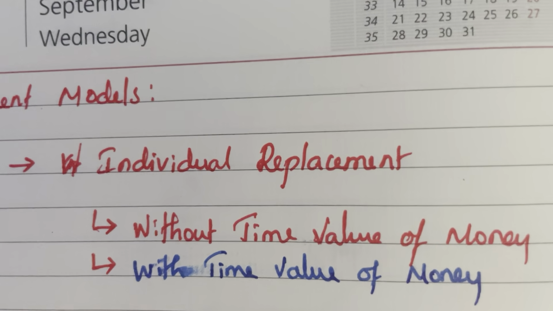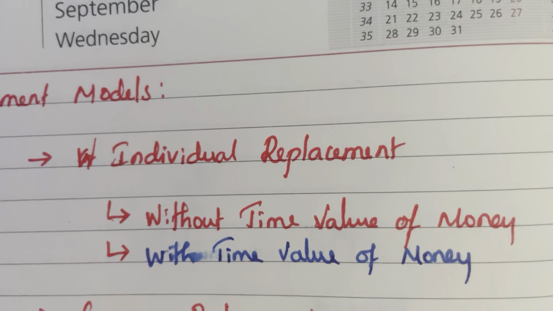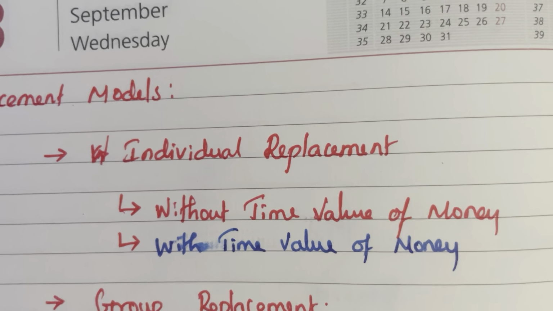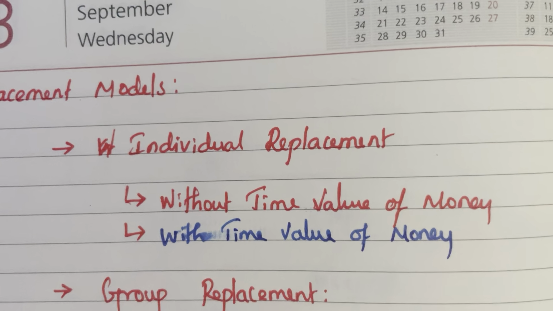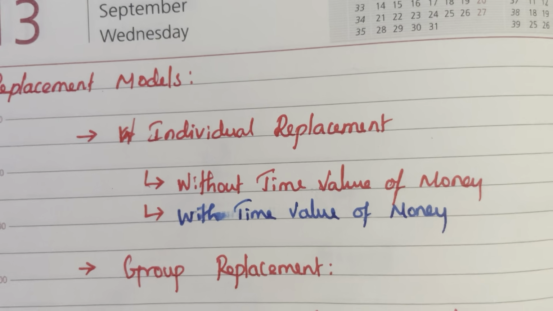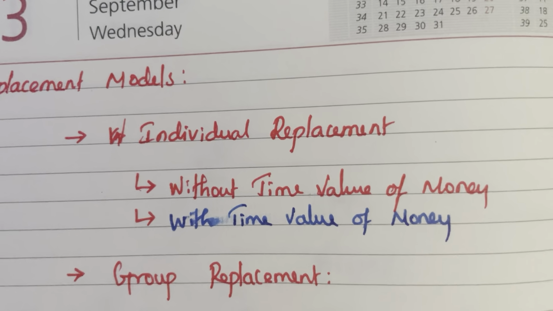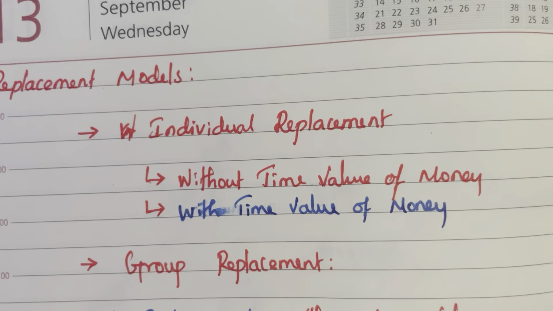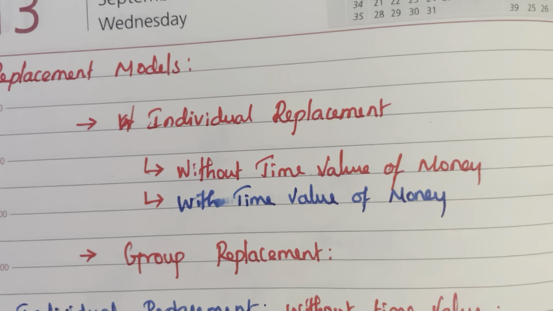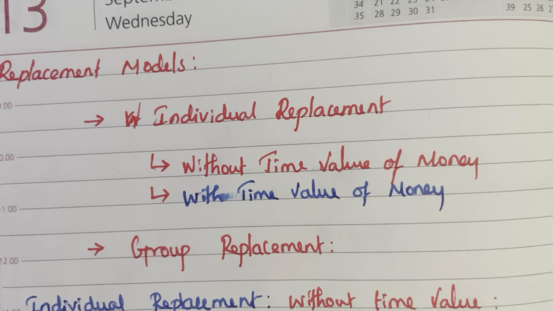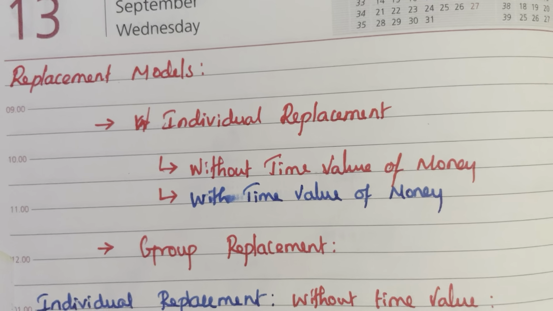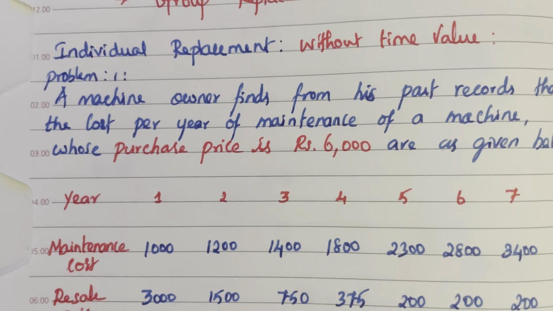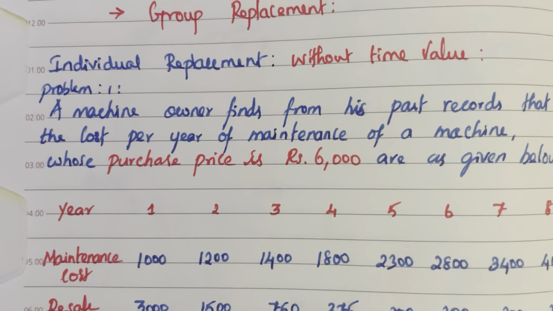When you talk about individual replacement, there are two major methods. One is with time value of money and the next one is without time value of money. You know about time value: over a period of time the value of money changes. That is considered in one method, and in the other method we won't consider the time value, we'll just find out the right time to replace. First we will see individual replacement without time value of money.